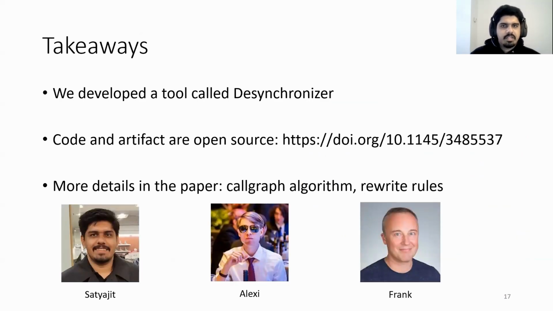So what are the key takeaways from this talk? We developed a tool called Desynchronizer, which transforms synchronous API calls into their asynchronous equivalents. We have made the code and artifacts for this project available open source, and there's a link to the DOI in the presentation. And if you would like to get more details on, say, the formal specification of the call graph algorithm or the formal rewrite rules that we use, you can refer to the paper for that.